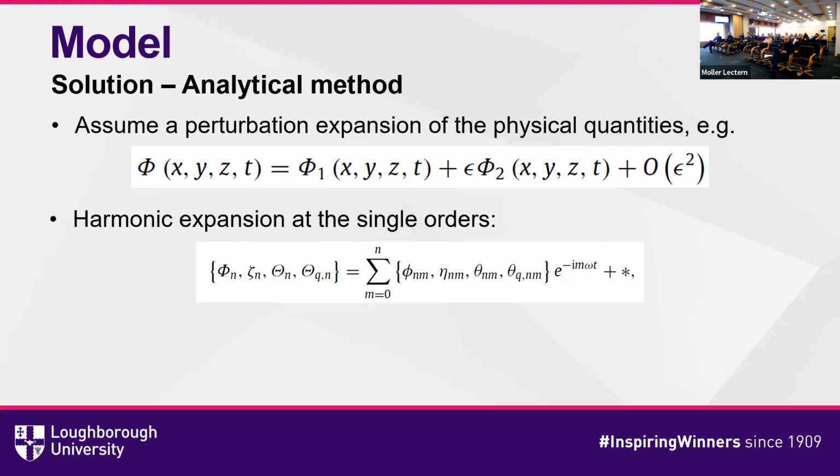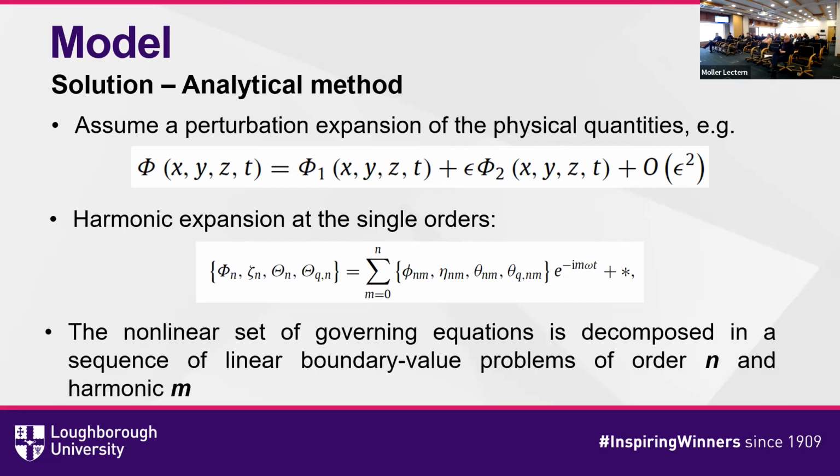Each of these terms, phi 1 and phi 2, and also the same for all the other quantities, is then expanded into a harmonic series at the different orders, starting from the 0th harmonic up to the second harmonic at the second order. The idea is that when we plug all this decomposition back into all the equations I showed you before, we are able to decompose the problem into a cascade of linear boundary value problems at each order n and harmonic m, and then we solve them and put everything back together.